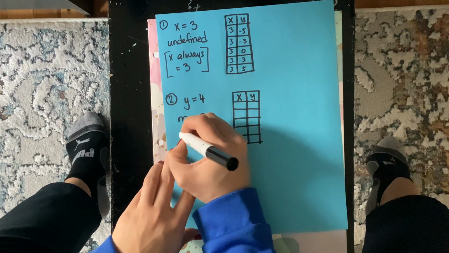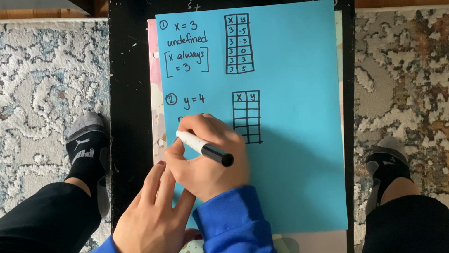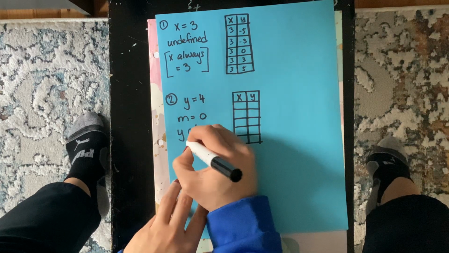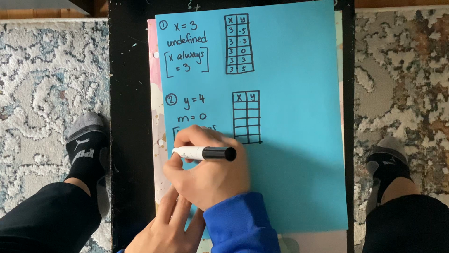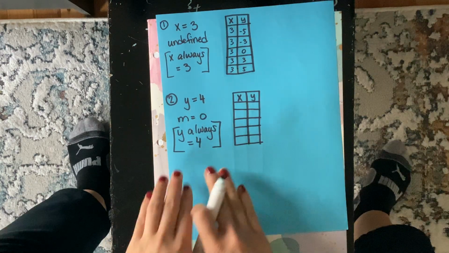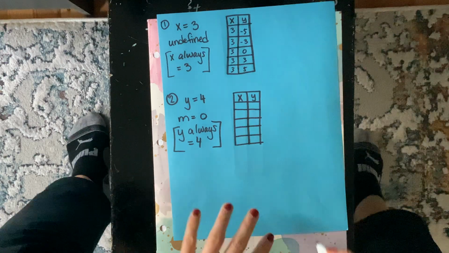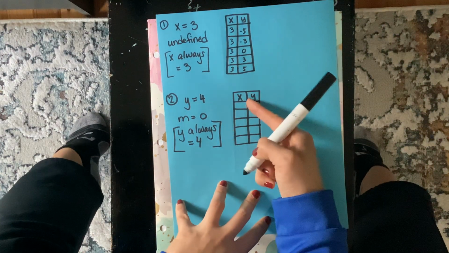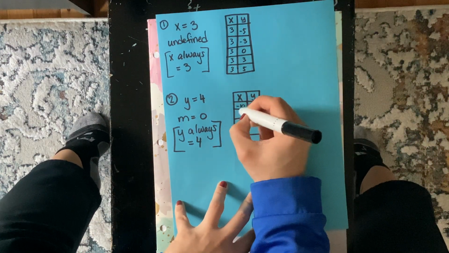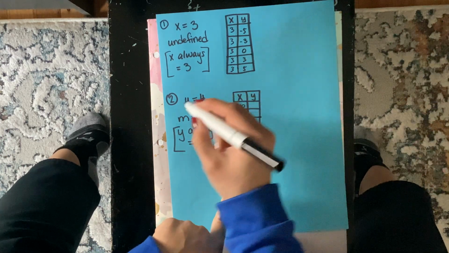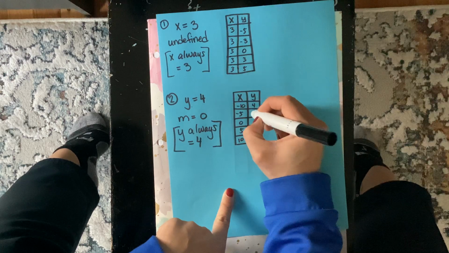We can say that y always equals 4. I'm just putting this in brackets to help you see the different parts. Okay, so this time it doesn't matter what x is. X can be -10, -5, 0, 5, 10. Doesn't matter what your x values are. Y is always 4.